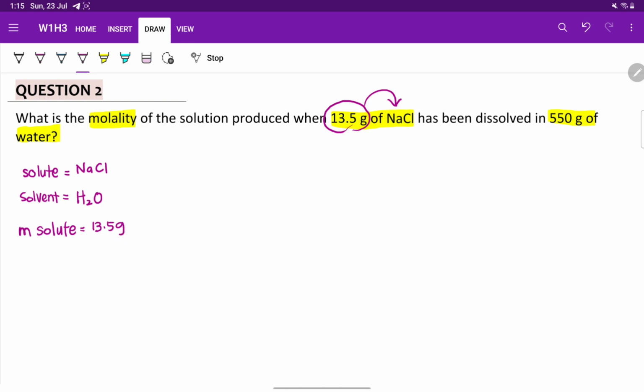Okay, kemudian kita ada dekat sini mass satu lagi, 550 gram. Untuk siapa? Water. Water adalah apa? Solvent. So, kita letak dekat sini mass of solvent. Okay, so mass of solvent is 550 gram. Okay, so once we have all the information over here, kita cari pula equation yang kita perlu gunakan. So, we need to use the equation of molality.